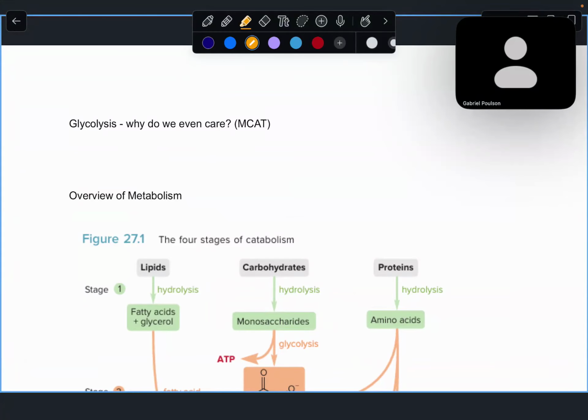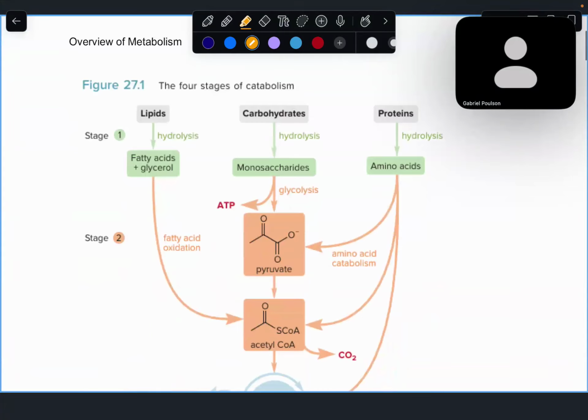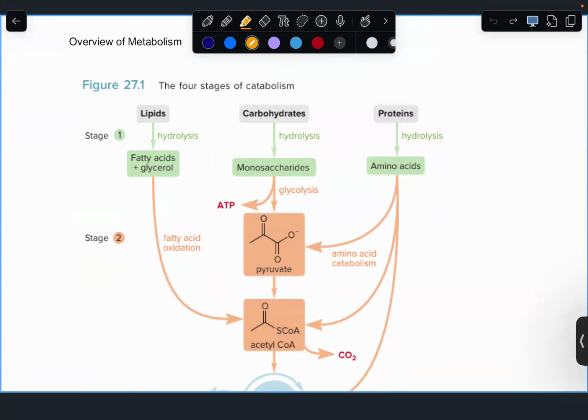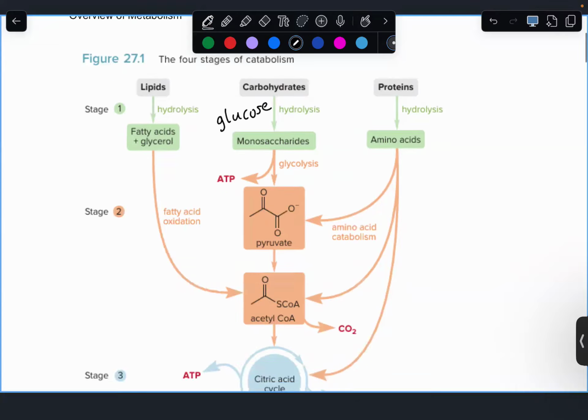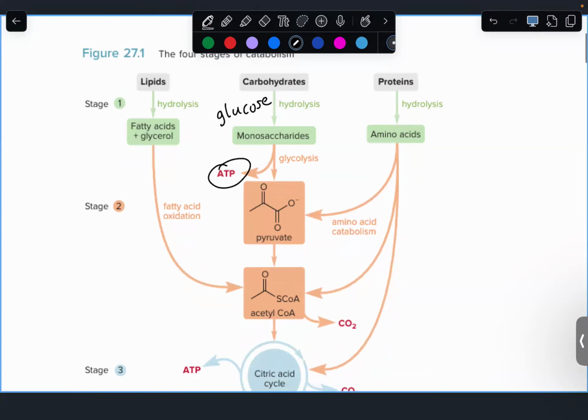Glycolysis is just one pathway whereby we convert glucose, where we have glucose, and as a result, we get ATP. We also get NADH. We ultimately convert that to pyruvate.